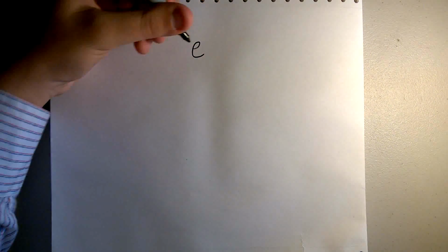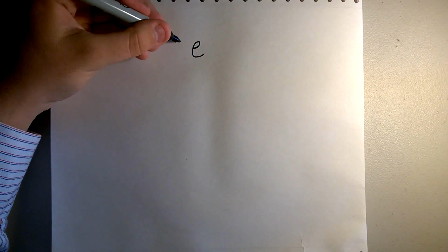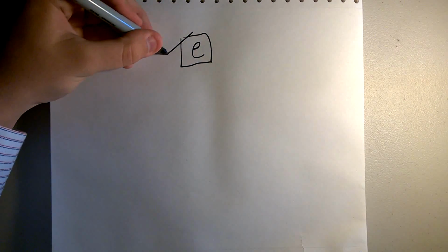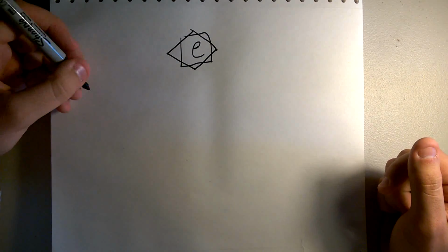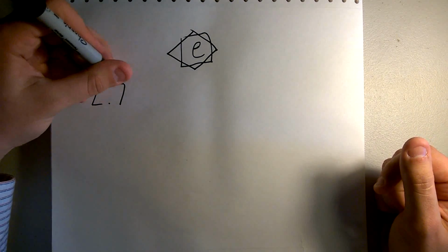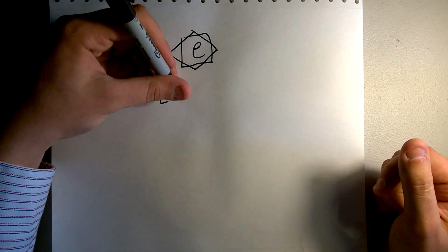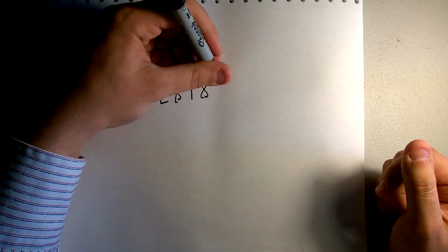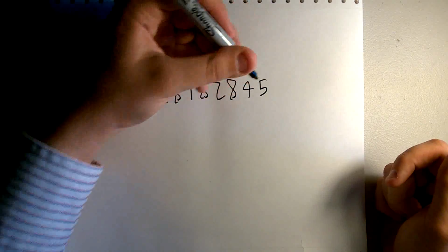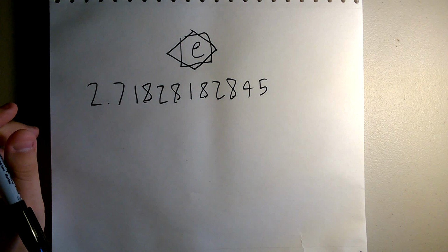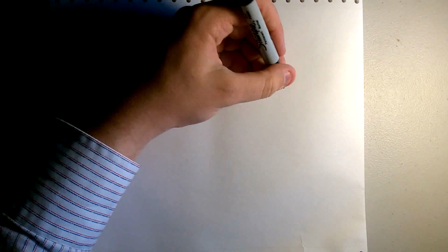Alright, let's talk in this video about the number e. There we go. Nice little box for e. So e is the number 2.718281828. I think it's a 4, then a 5. I forget if it's an 8 or a 9. Either way, it goes on.